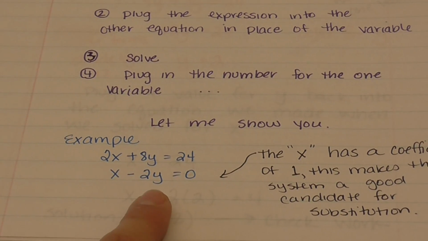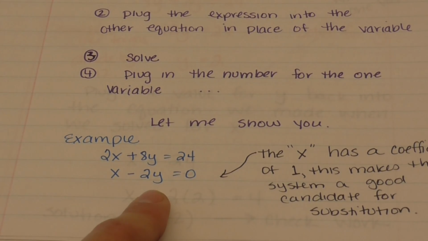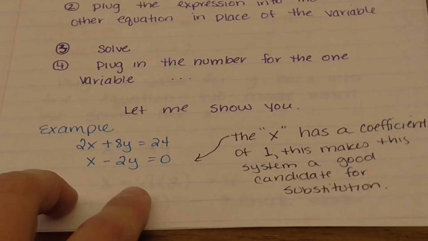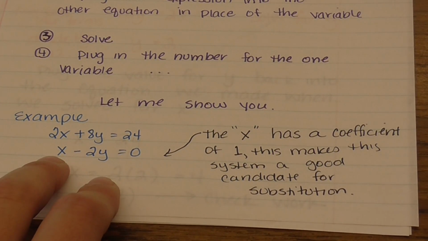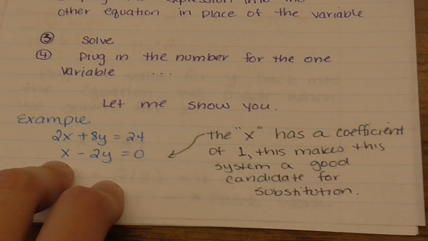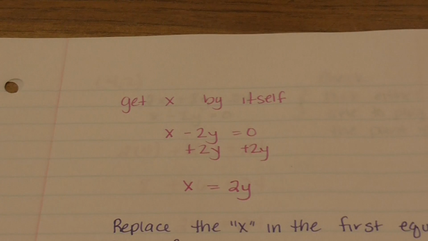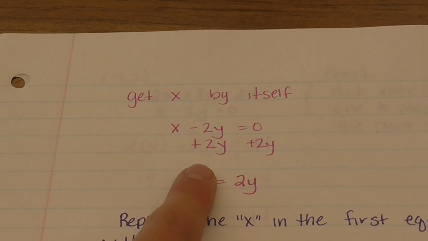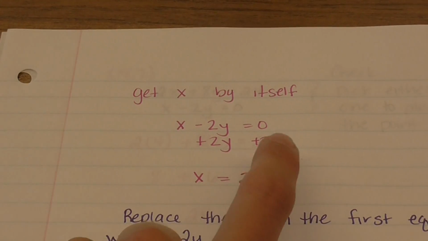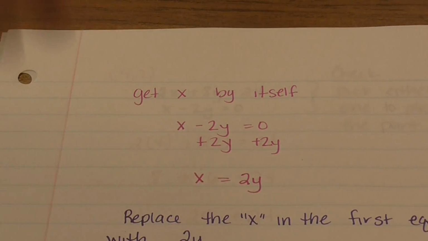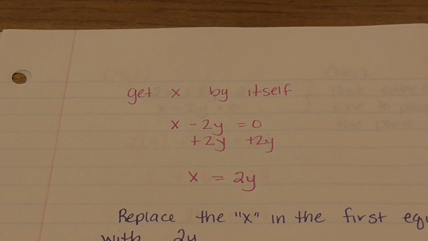So in this example, where I've got 2x plus 8y equals 24 and x minus 2y equals 0, because x has a coefficient of 1, this makes it a really good candidate for substitution. So the very first thing we're going to do is get the x by itself. To solve for x, I'm just going to add 2y to both sides. Being that I'm adding 2y to 0, it just ends up being x equals 2y. What that means is that x is 2y.